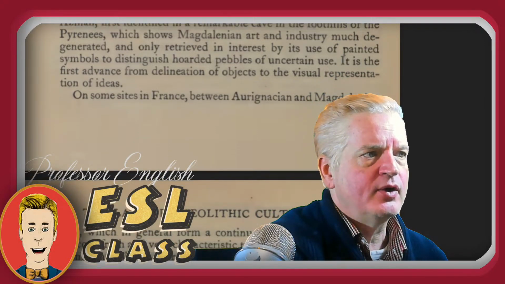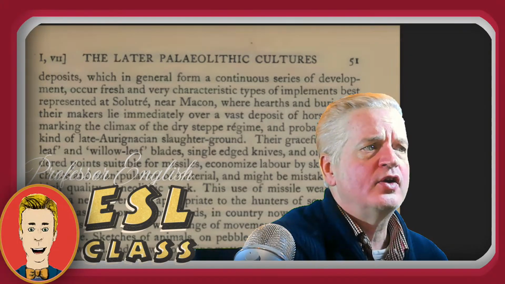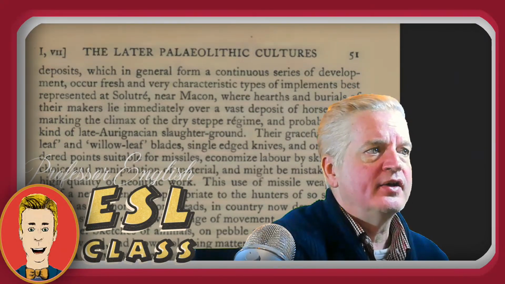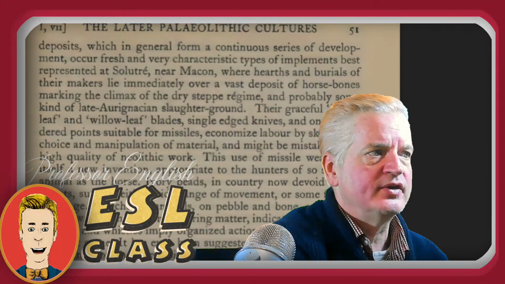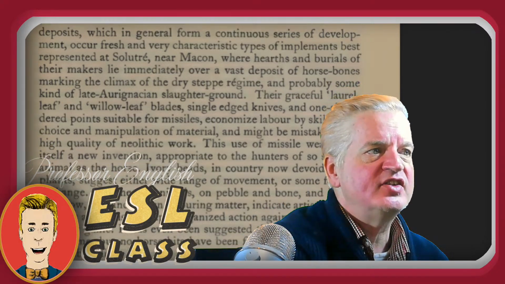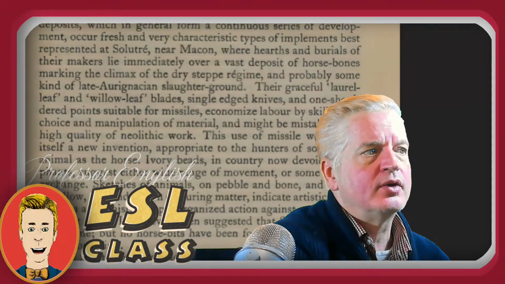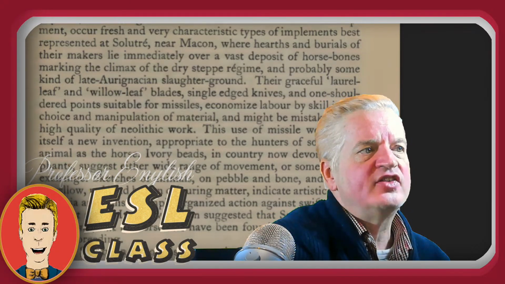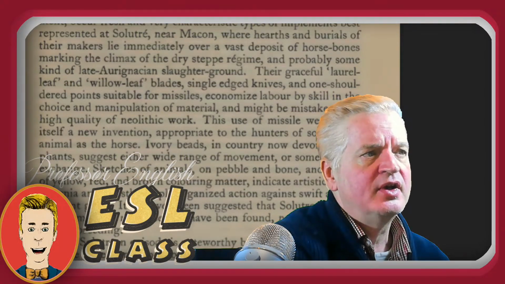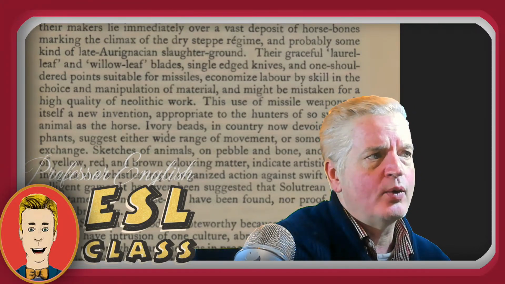On some sites in France between Aurignacian and Magdalenian deposits, which in general form a continuous series of development, occur fresh and very characteristic types of implements, best represented in Solutré, near Mâcon, where hearths and burials of their makers lie immediately over a vast deposit of horse bones, marking the climax of the dry steppe regime, and probably some kind of late Aurignacian slaughter ground. Their graceful laurel leaf and willow leaf blades, single-edged knives, and one-shouldered points suitable for missiles economize labor by skill in the choice and manipulation of material, and might be mistaken for a high-quality Neolithic work.